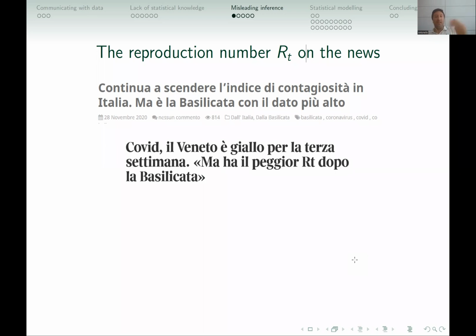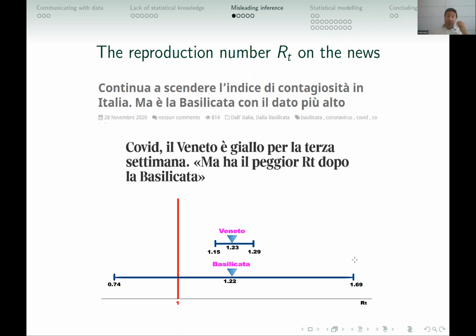The Rt index is decreasing, but Basilicata, one of the regions in the south, has the highest value. Veneto is a yellow zone for the third week in a row, but its Rt value is the worst with Basilicata. Well, the point estimate Rt is not something we observed. We need to estimate this reproduction number. Along with all the estimates, the point estimates are surrounded by some uncertainty measures.